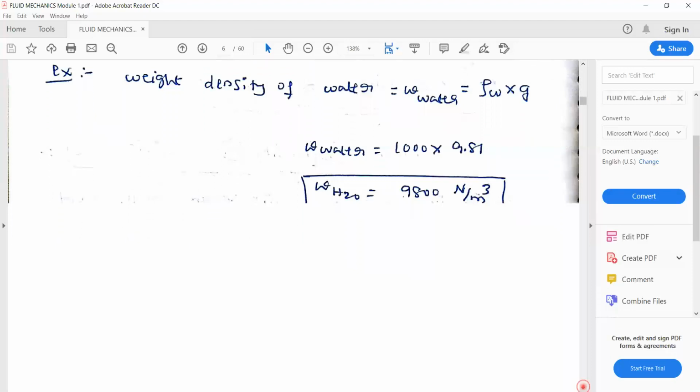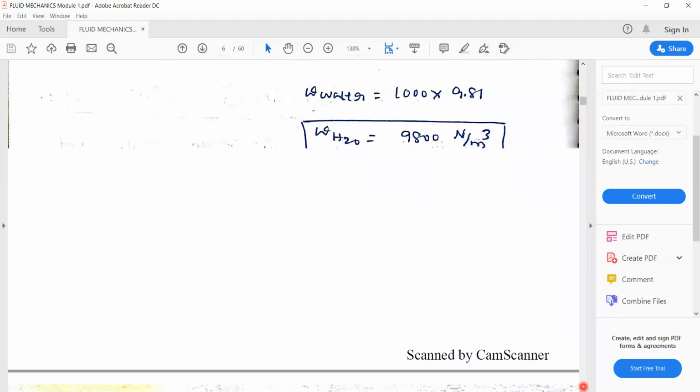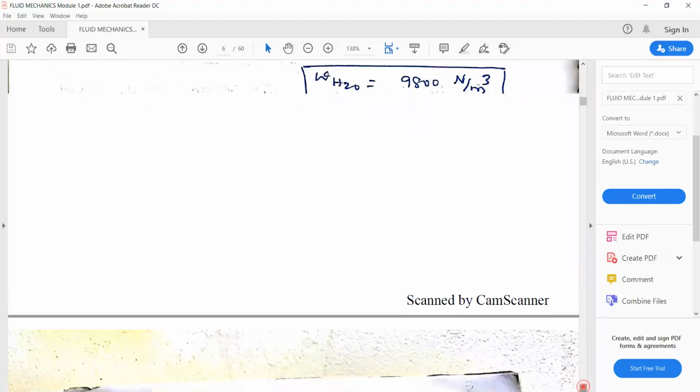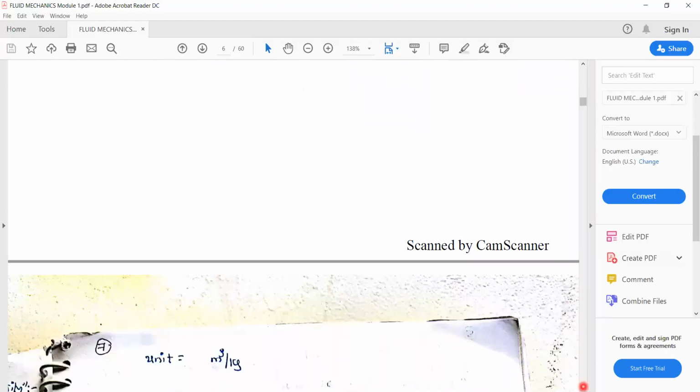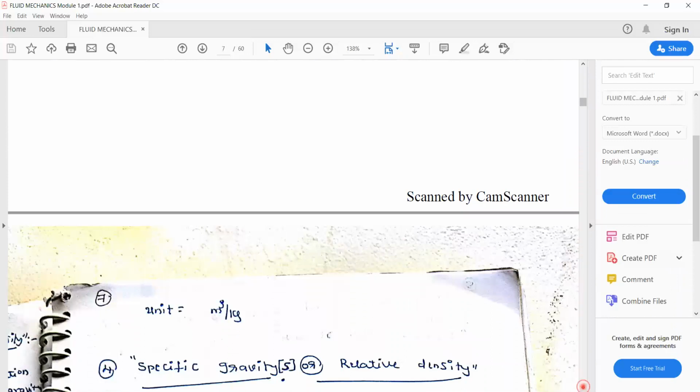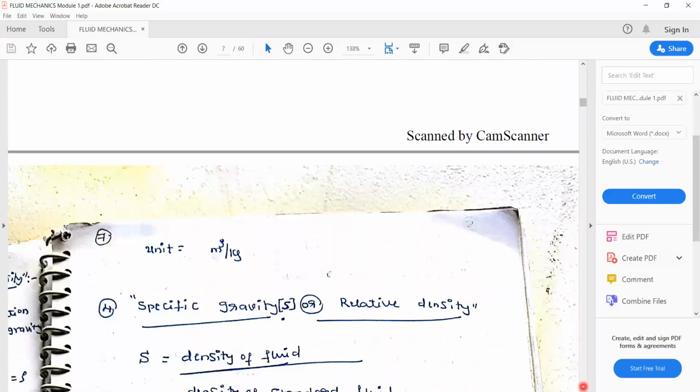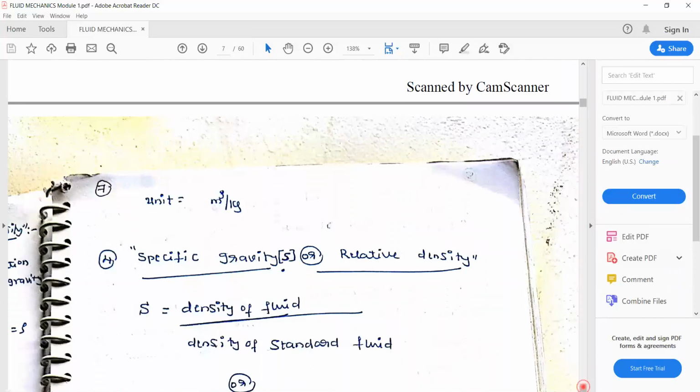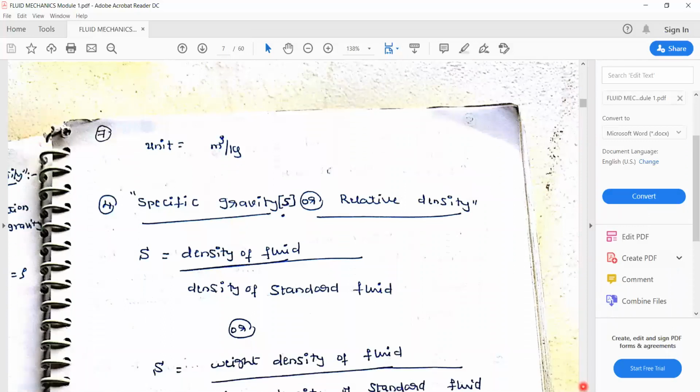This is the relationship between weight density and mass density. Okay, the next property of the fluid is specific gravity or relative density.